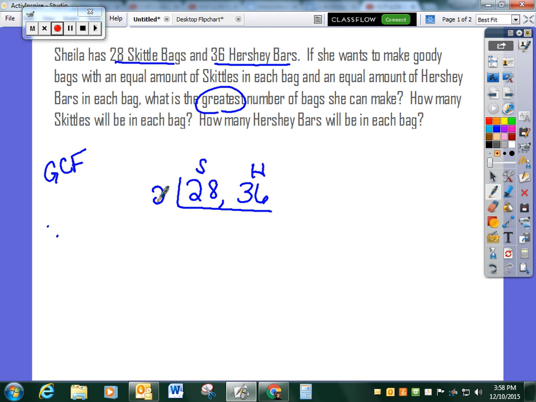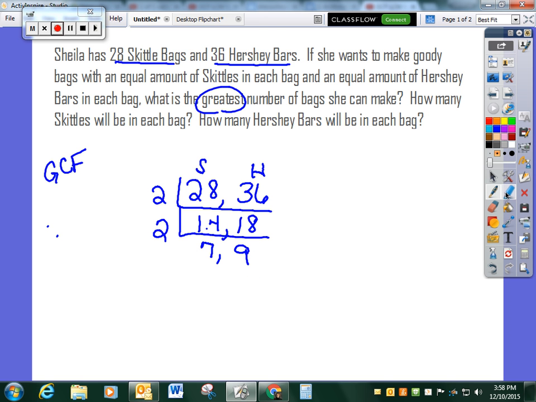Both 28 and 36 are divisible by 2. 28 divided by 2 is 14, 36 divided by 2 is 18. 14 and 18 are both divisible by 2. 14 divided by 2 is 7, 18 divided by 2 is 9. I know I'm done because 7 and 9 only have one common factor, and it's 1.